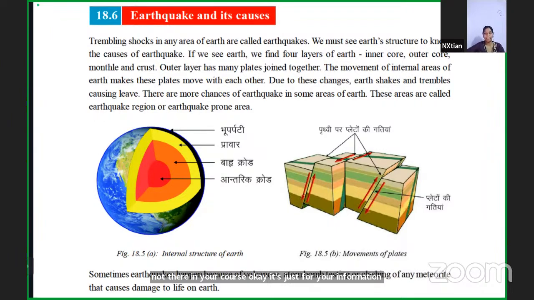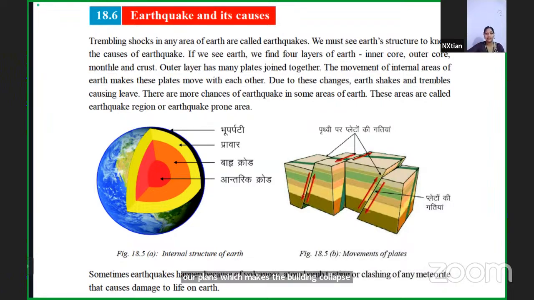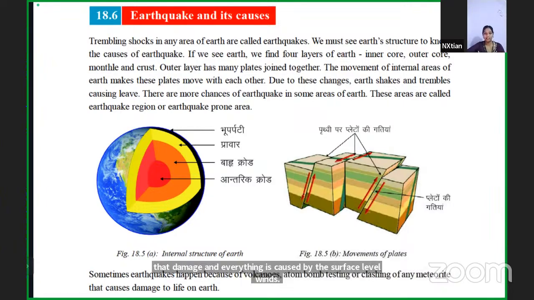Okay, so that you know how it actually happens: there are the body waves in the internal structure of the earth, and then the surface waves, which happen on the outer layers, on the surface of the earth. Thus, the surface waves are the ones of maximum intensity, causing the damage to our lands, which makes our buildings collapse and everything. That damage is caused by the surface level waves. Okay, surface waves.